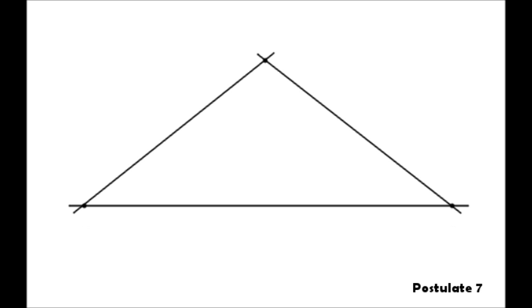Postulate 6 says that through any 2 points, there is exactly one line. Postulate 7 says that through any 3 points, there is at least one plane. If not all 3 points are on the same line, there is exactly one plane. Postulate 8 says that if a line connects any 2 points on a plane, the line itself is on that plane. Now, remember that the place where 2 lines intersect is a point.